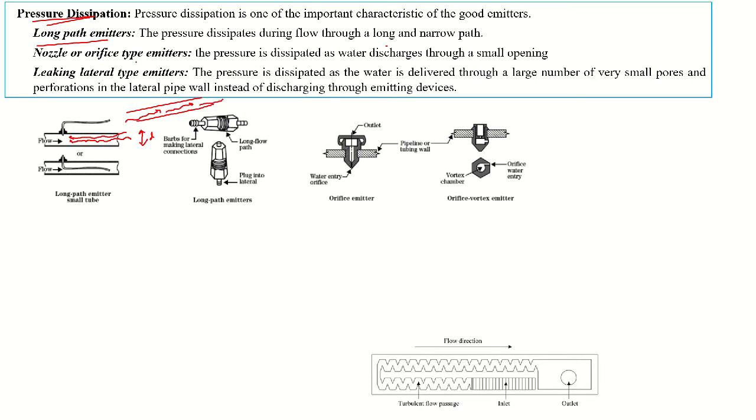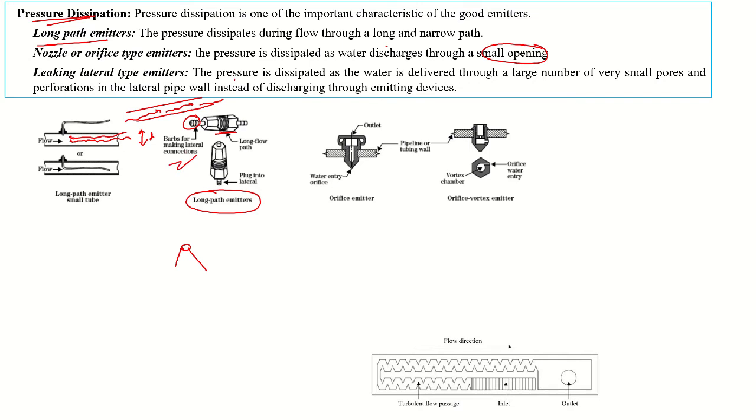Next, the nozzle or orifice type. See here, in this condition the opening of this emitter is like a nozzle shape, or orifice shape. So in this condition the pressure is dissipated as the discharge goes through the small opening, as shown in this picture. This is the complete long path, and this is the outlet of your emitter.